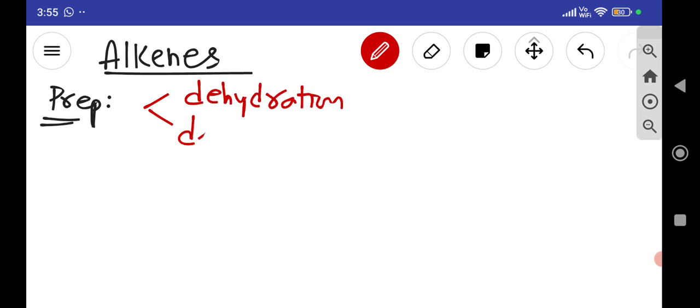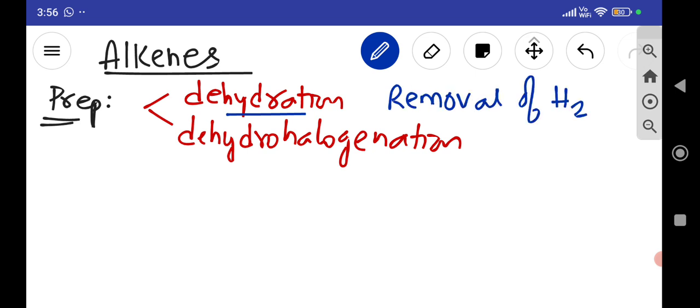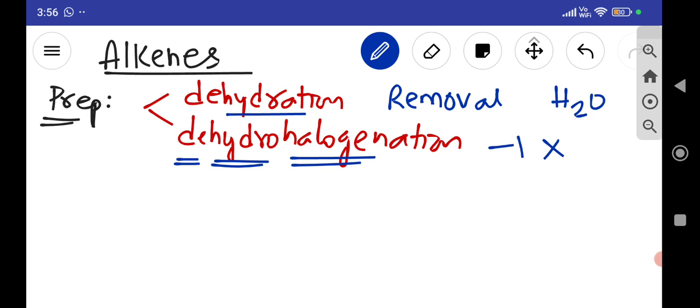and the second one is called dehydrohalogenation. See, D means removal, so what are you removing? Hydration means water, so here it is removal of water. Here, D is removal, hydrogen you are removing and halogen also you are removing, so we can say removal of HX. So here H means hydrogen, X means halide, so removal of hydrogen as well as halogen.